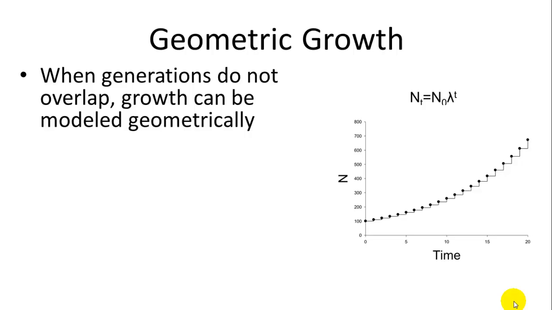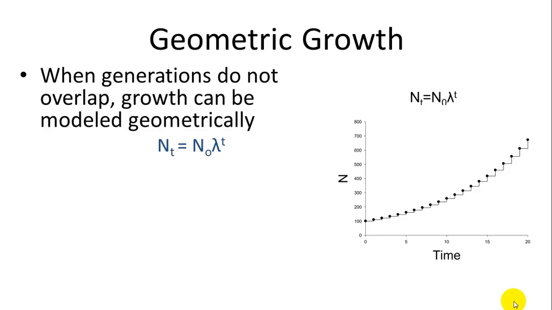This might occur with annual plants, where they grow for 1 year and then they let their seeds down, and then the next year there's another generation. So it's basically going up in steps. Each year you have more added to the population.